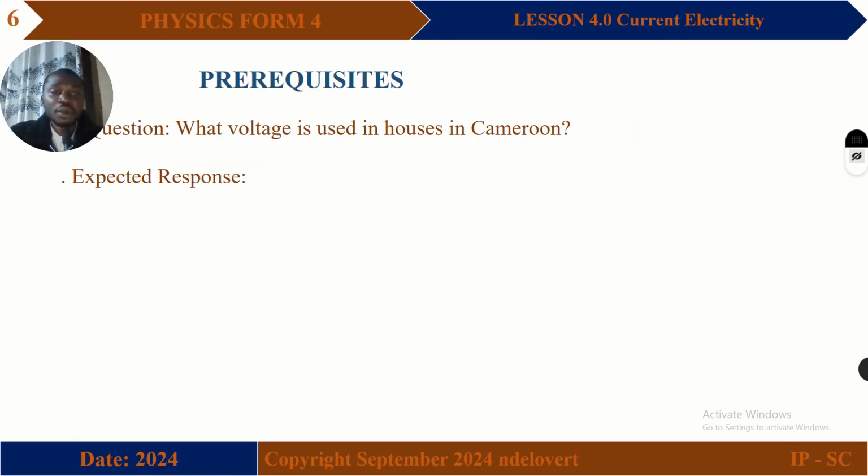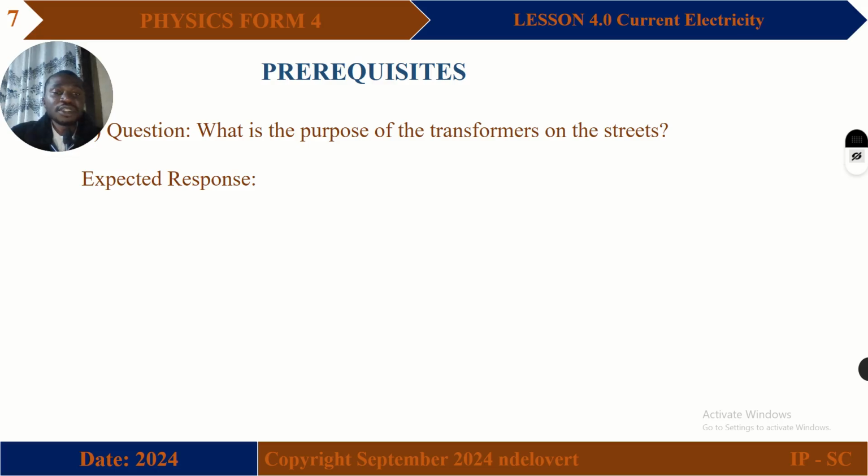Next question. What voltage is used in houses in Cameroon? 240 volts. And what is the purpose of the transformers on the streets? To step down the high voltage of 11 kV to 240 volts. That's good for the house.